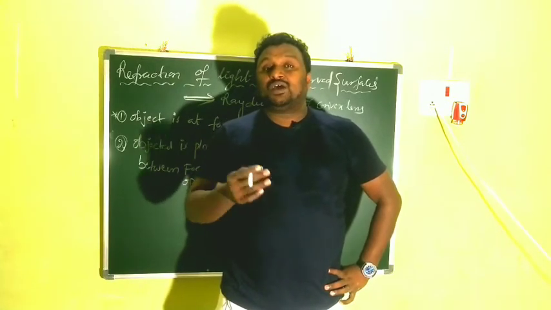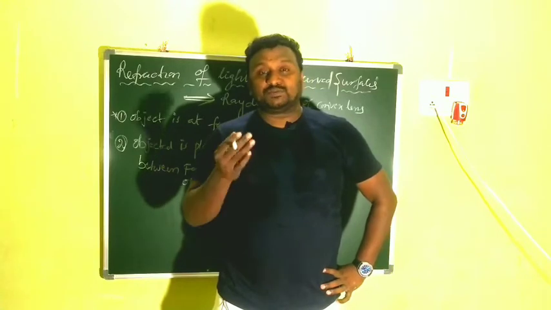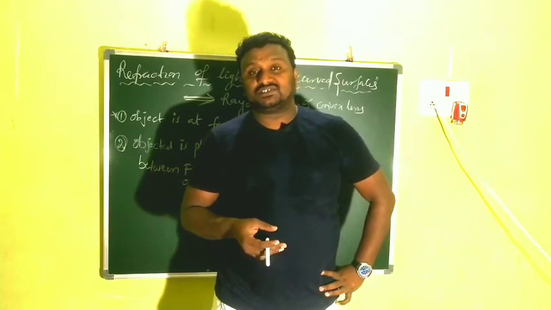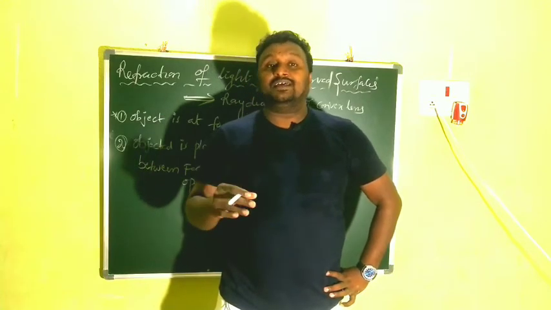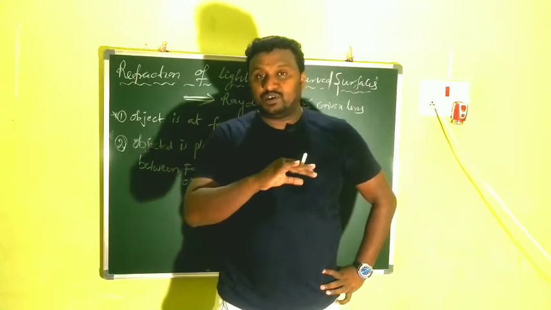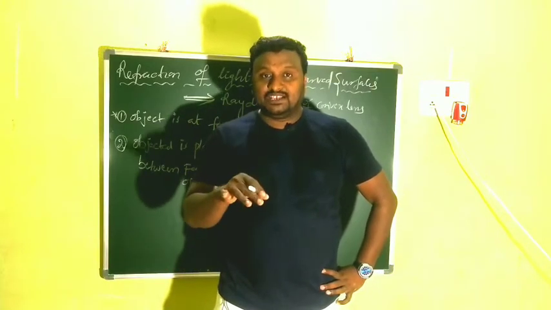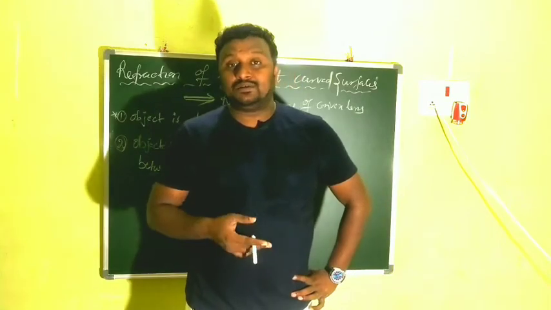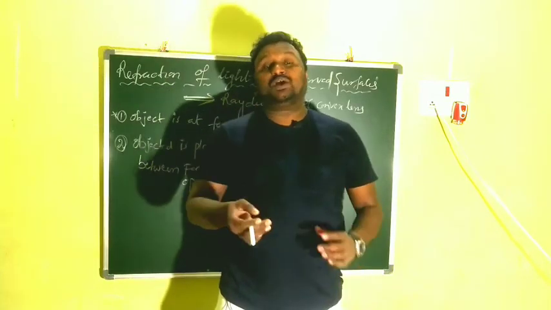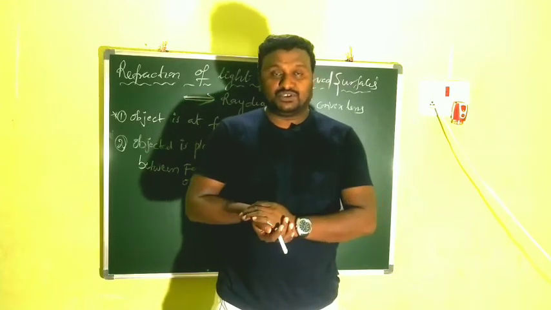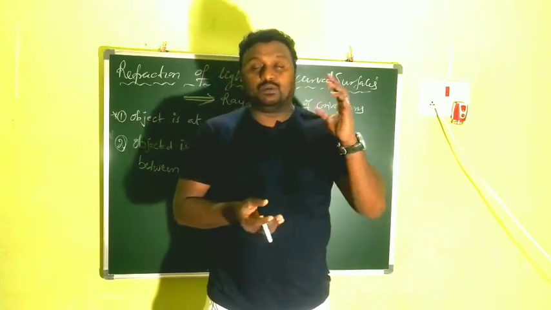If the ray is parallel to the principal axis, after refraction it passes through the focus. Clear? And the ray which passes through the optic center has no deviation. The ray which passes through the focus point, after refraction, becomes parallel to the principal axis. So we have some rules. I explained everything in the previous videos. If you haven't seen them, just go and watch them once.